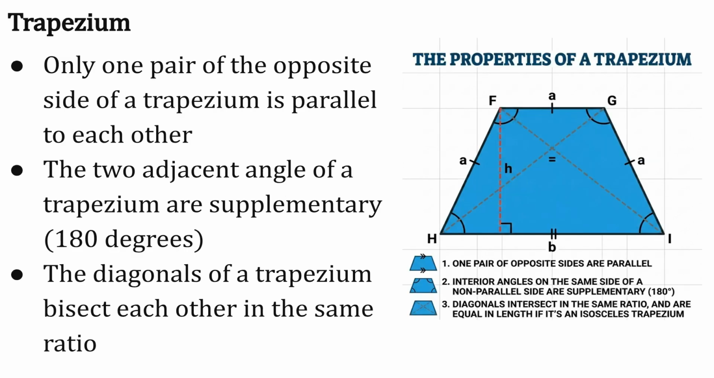Trapezium. Only one pair of opposite sides of a trapezium is parallel. The two adjacent angles between the parallel sides of a trapezium are supplementary, 180 degrees. The diagonals of a trapezium bisect each other in the same ratio.